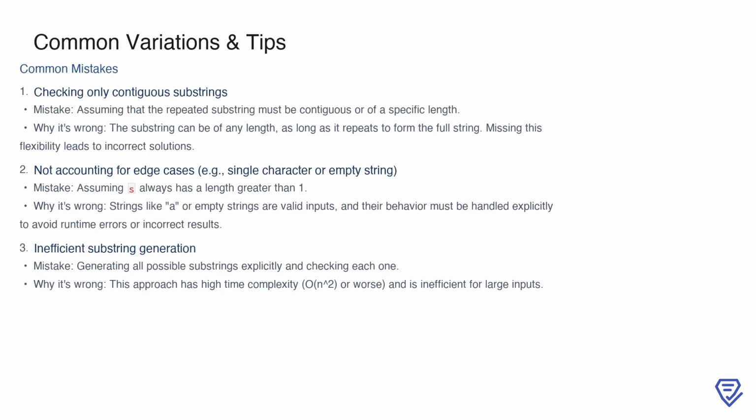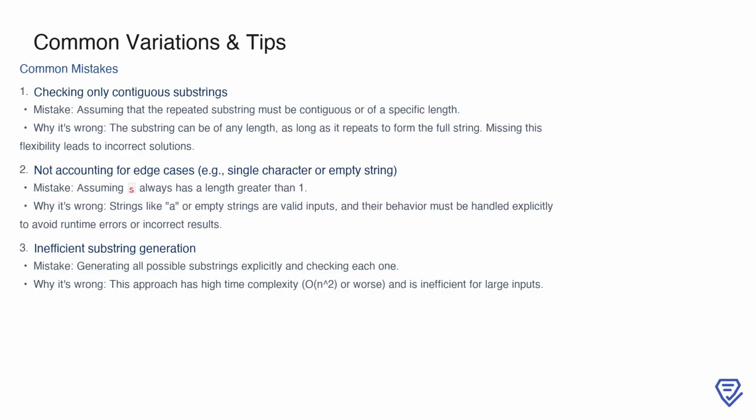One of the most common mistakes in solving the repeated substring pattern problem is assuming that the substring must always be contiguous or of a specific length. The truth is, the substring can be of any length, as long as it repeats to form the entire string. Overlooking this flexibility often leads to incorrect solutions.